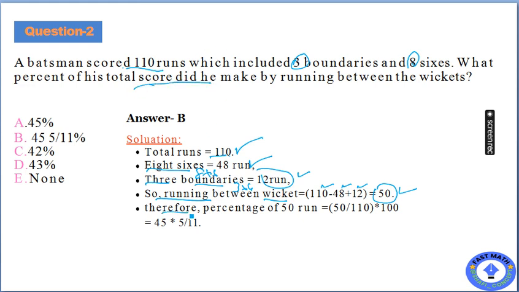The question asks what is the percentage of his total score. Therefore, the 50 runs are on the basis of 110. The score between the wickets, 50, divided by 110, into 100, is nothing but 45 5 by 11. Okay, this is the answer.